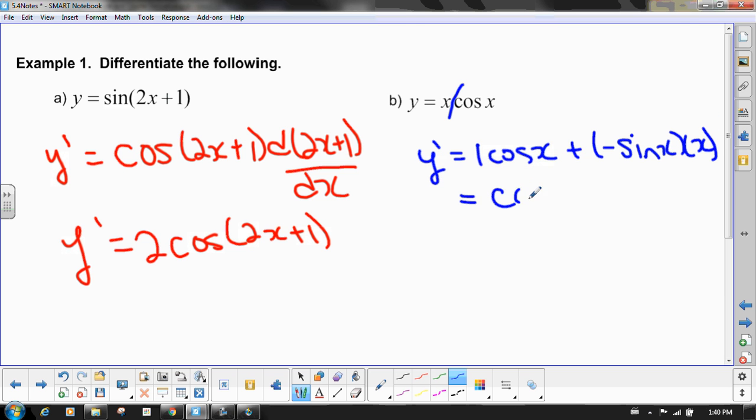So this becomes the cosine of x minus x sine x. And we can't simplify that anymore. There's no identity or anything that's going to exist here.